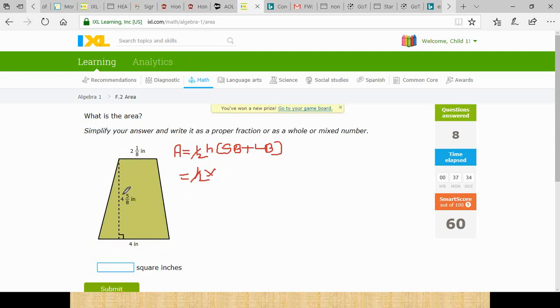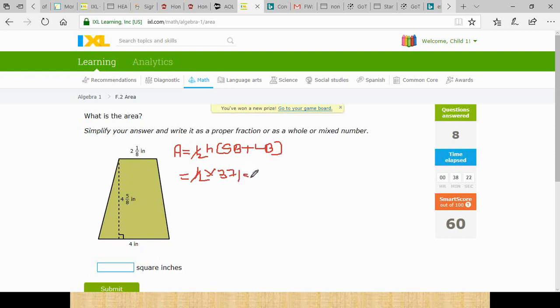There's no 4 there. Are you talking about 4 and 5/8? 4 and 5/8, so that is the height. To convert this into an improper fraction, it's 4 times 8, that's 32, plus 5, that's 37/8. So we get 37/8.